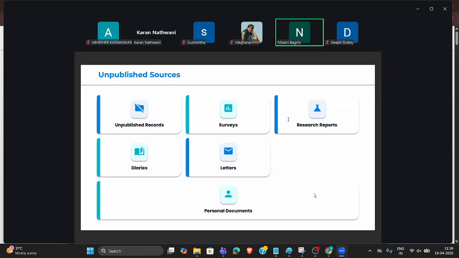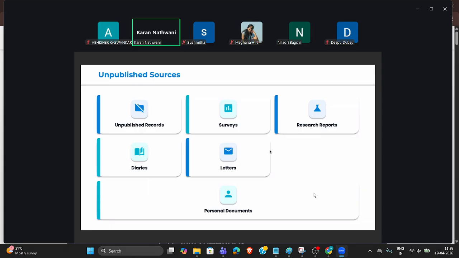It can vary from person to person, so you don't have to rely on my point. But what I am trying to say is that research reports come under unpublished sources, and they have certain issues in authentication.